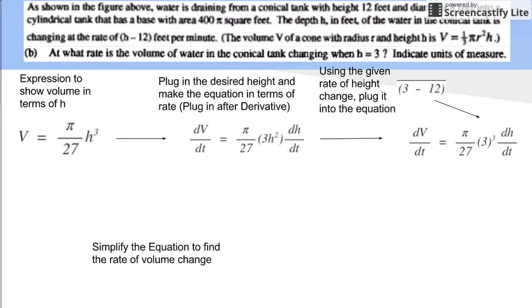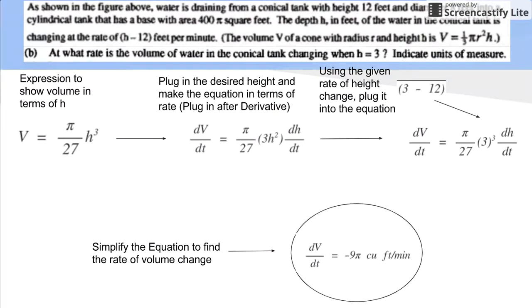Next, we can simplify this whole equation to find the rate of volume change, which is negative 9 pi cubic feet per minute. So this is our rate of volume change with the water in the conical tank when h is equal to 3. We have our change in volume with respect to time. And remember that this answer will be negative because the water is physically draining from the conical tank. Therefore, we're going to have a negative rate of change in the volume.